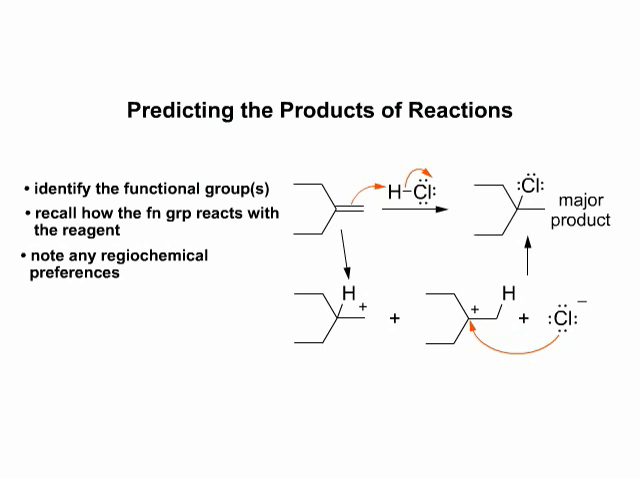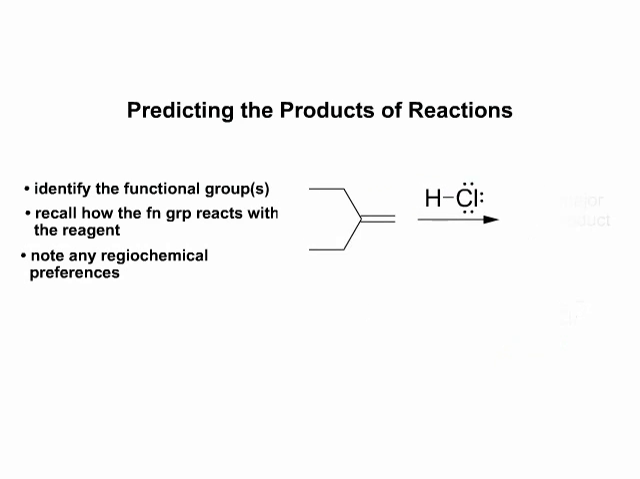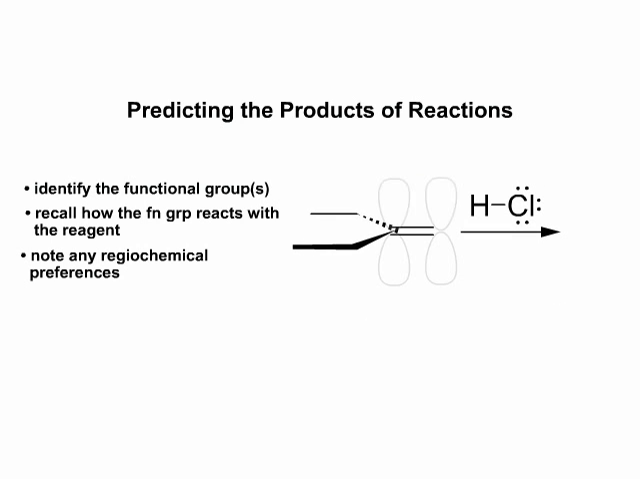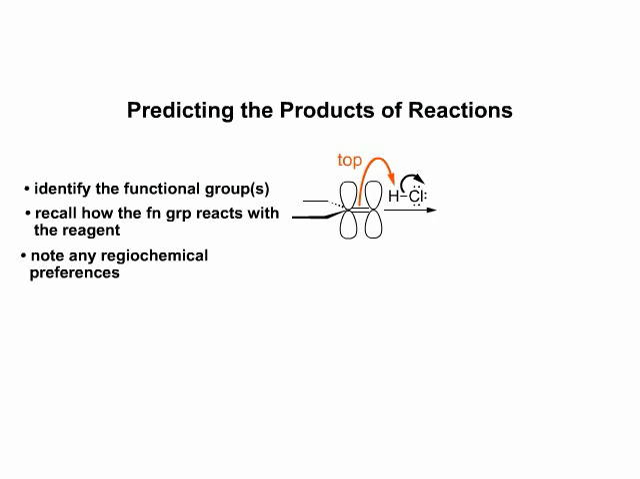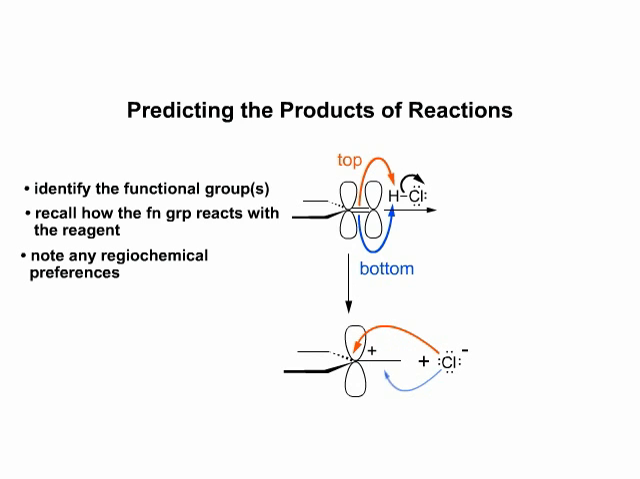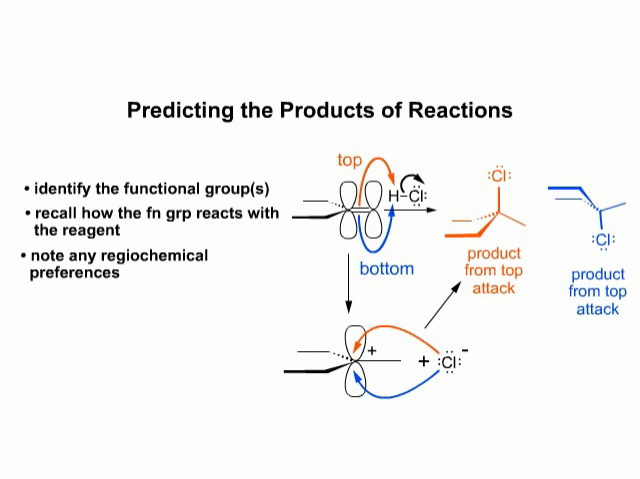For our example here, the pi bond can actually attack the proton from either of its faces. Let's view our alkene from a different perspective. Here we can see that the proton can add to the top face of the alkene or to the bottom face of the alkene. Once the carbocation is formed, the chloride can attack either the top face or the bottom face. In both of these instances, however, we form the same product. Let's look at an example in which this is not the case.